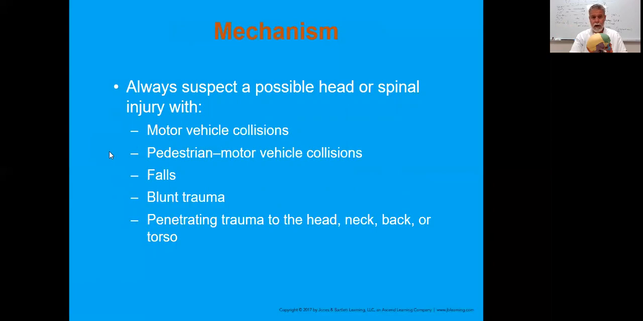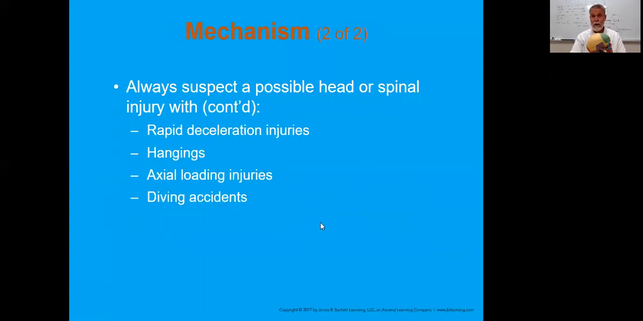Pedestrians, of course, pretty obvious injuries with that. Falls, how far did they fall from? What did they land on? Blunt trauma, if someone's just hit in the chest, does that mean that's the only area that could be affected? Well, certainly not. And then any type of those penetrating traumas, because could it go through to the spinal column? Again, there are so many areas where people can be affected.